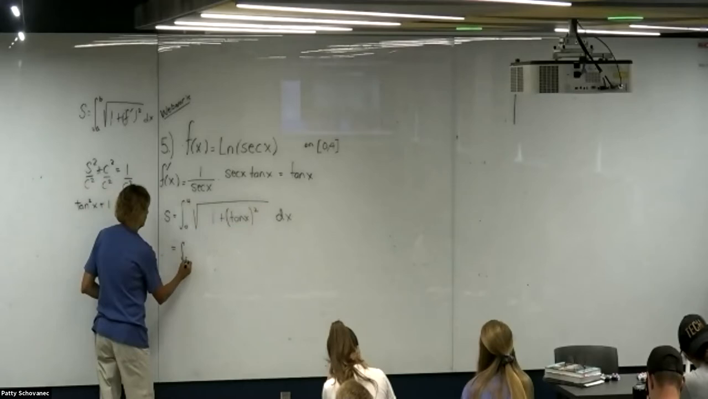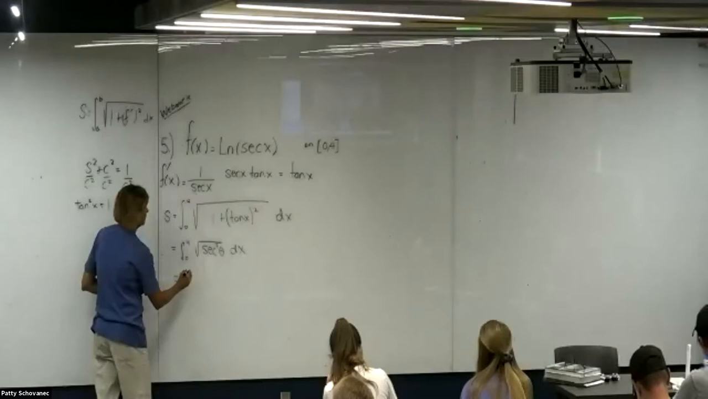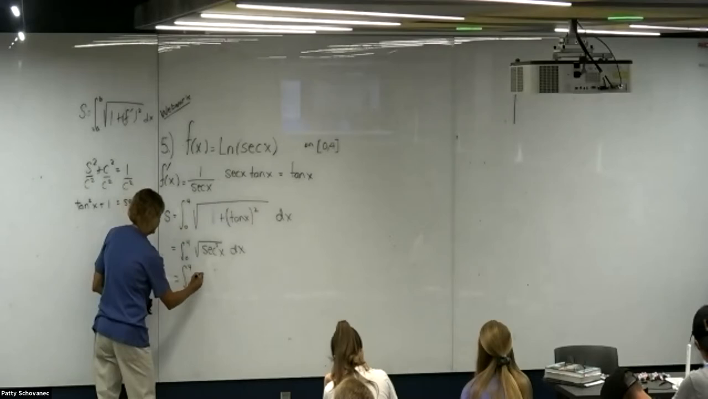We need to have a perfect square in order to get rid of this radical sign. And on that interval, hopefully the secant is a strictly positive function. And so now we're left to integrate the secant of x. That's what we don't know how to do.